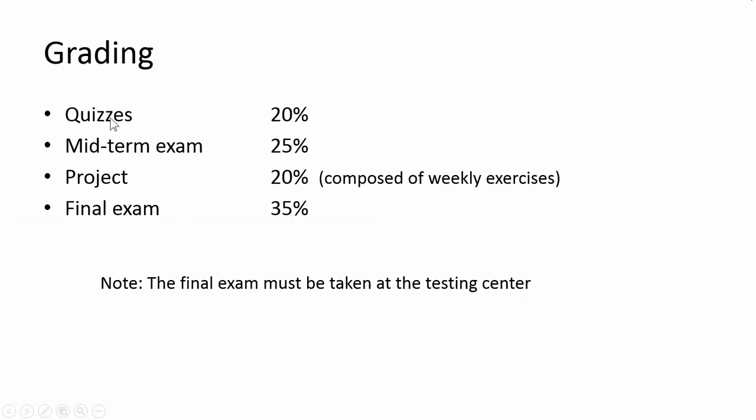Grading. The grade is based on 4 criteria. All the quizzes together are 20% of the grade, so each quiz is worth about 2% of the grade. The midterm exam is 25% of the grade. The project is 20% of the grade, and the project is composed of the weekly exercises. If you've done the weekly exercises, then you've done the project.